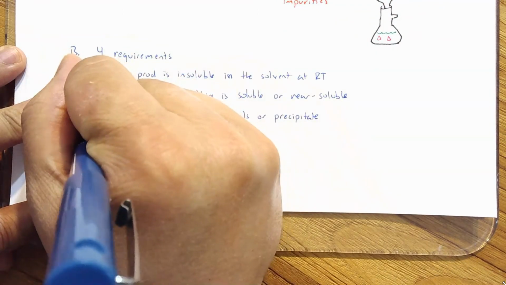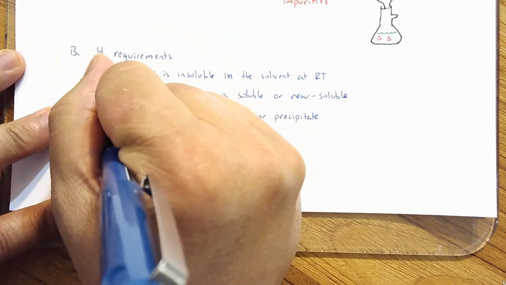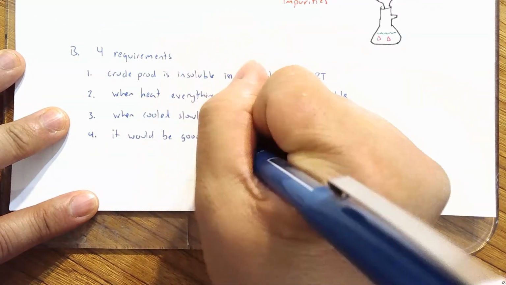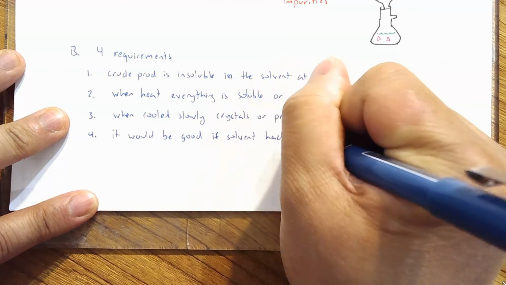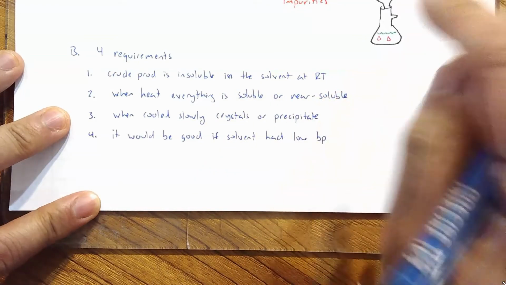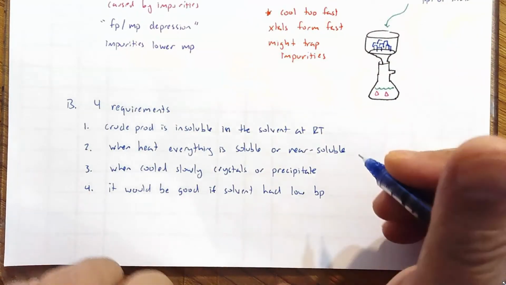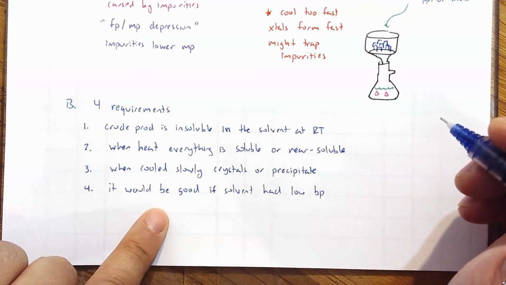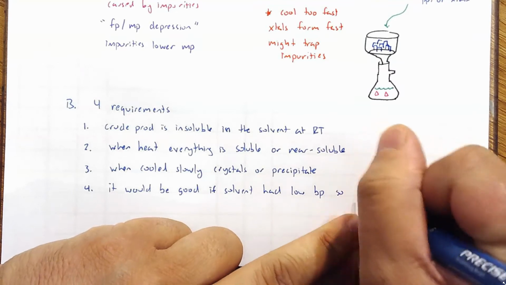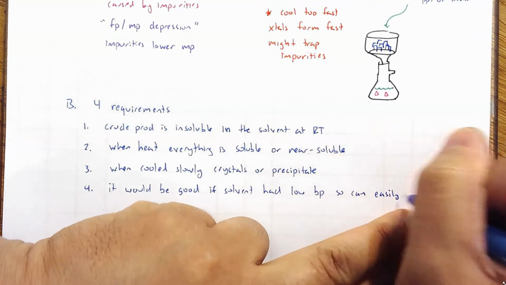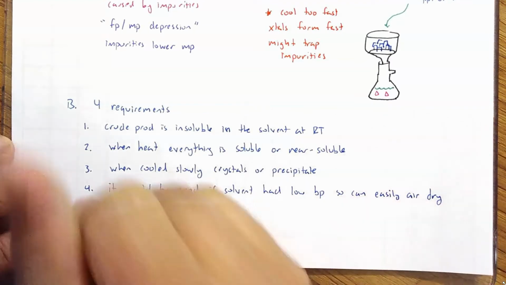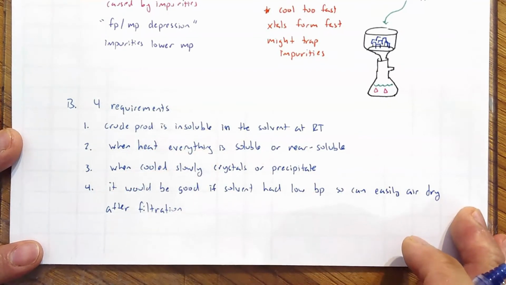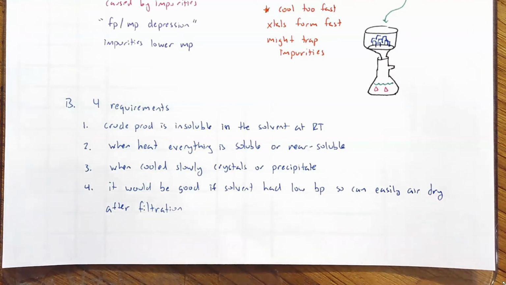Okay, next and last, 4. Oh yeah, it would be good if the solvent had a low boiling point. Because after you filter it, you've got to air dry it. So if the solvent's boiling point is very high, it will be very hard to air dry. We want a solvent that has a low boiling point so it can easily air dry after filtration. Those are the 4 requirements for recrystallization.